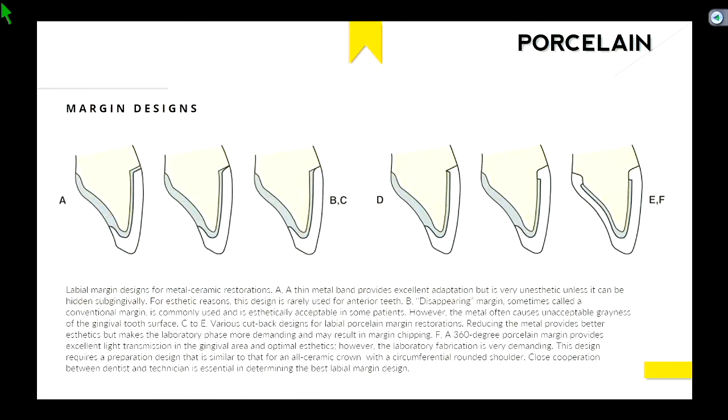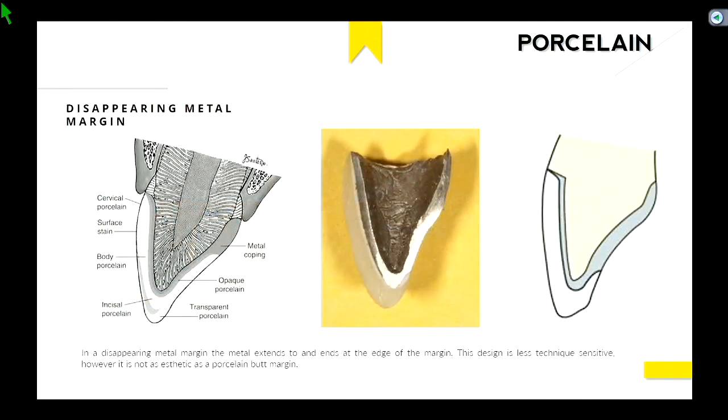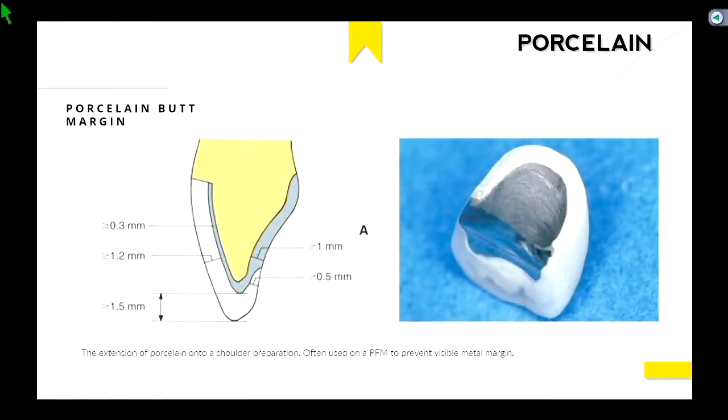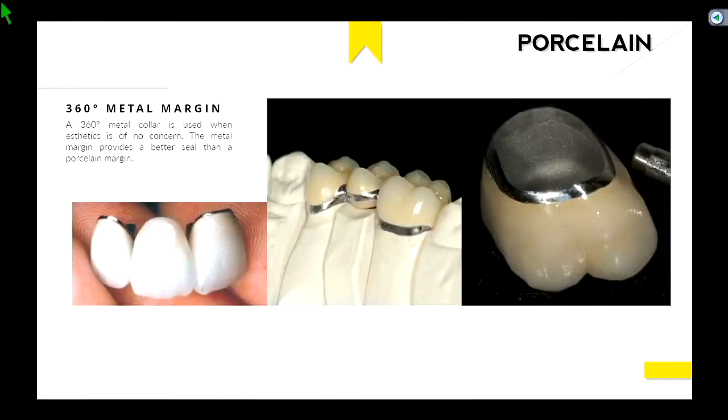So those are the main margins that we'll use. In your textbooks, you're going to find in different labs, they'll have all these different designs of margins. I don't need you guys to know all these margin designs, just to show you that there's other designs out there too. But the ones that you'll hear us talking about in our lab, in our clinic, are these three. So for PFMs, porcelain butt margin, disappearing metal margin, and the 360 metal margin.